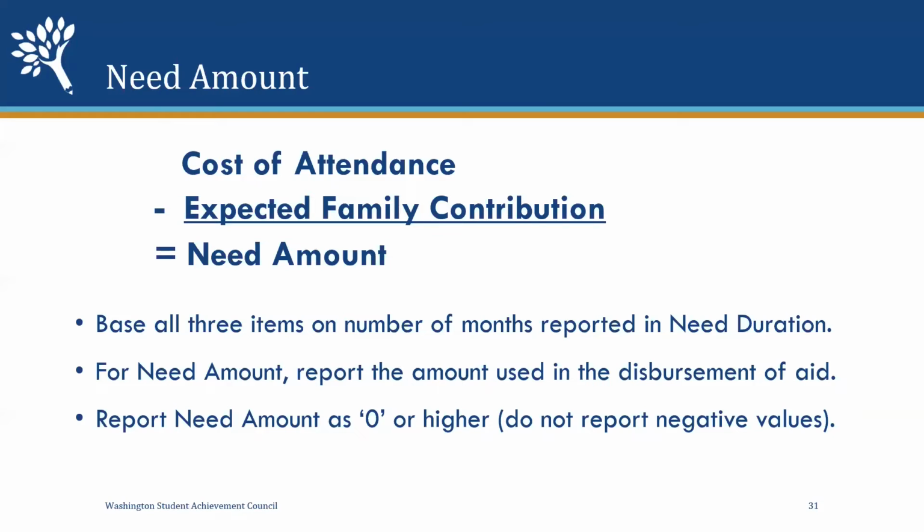So for the need amount, report the amount used in the disbursement of aid. In this instance, the need amount needs to be 0 or higher. We don't want negative values listed on the need amount on the unit record. If you do that, then I get to go in and change all those negatives to zeros. A negative doesn't give any more or less, and we don't really look at that negative. So if it's negative, change it to 0.